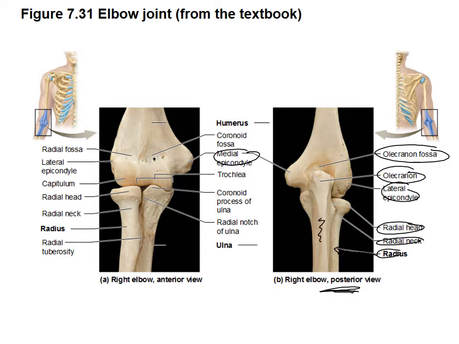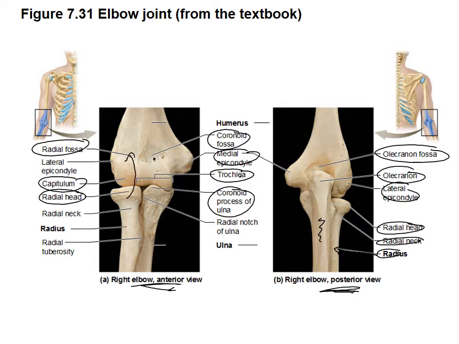Then come over to the anterior view. We have the coronoid process of the ulna, which fits into the coronoid fossa. We have the trochlea, so the trochlear notch of the ulna fits around the trochlea there. You have the head of the radius over here. It articulates with the capitulum, and then you have the radial fossa here. When this radial head swings all the way up, there's a little divot for it to fit into, so it doesn't bump into the bone.